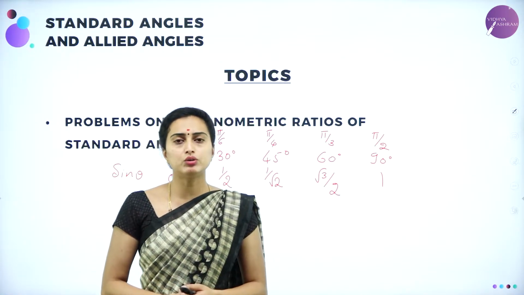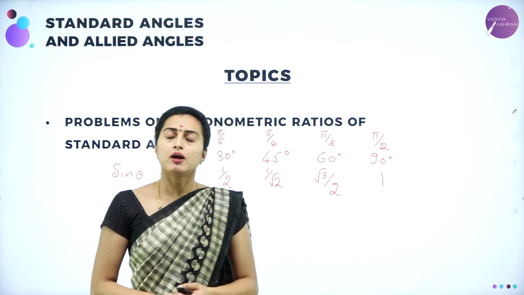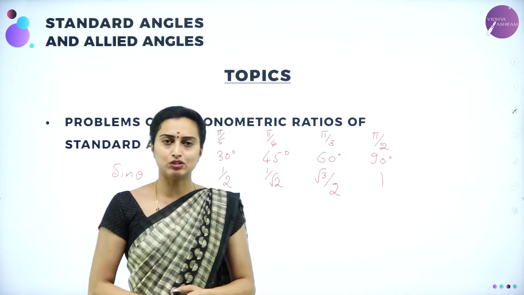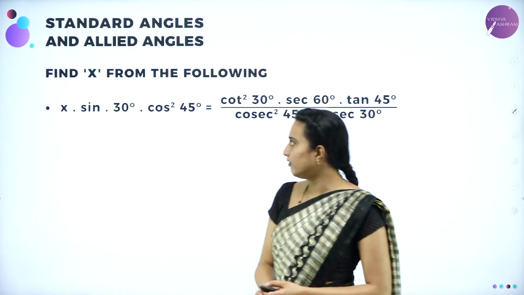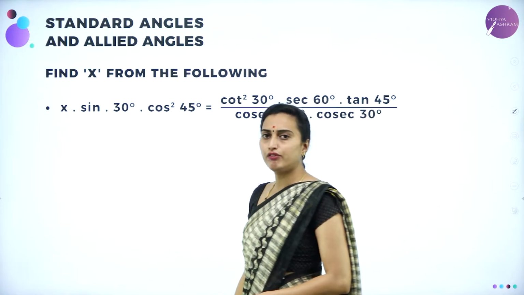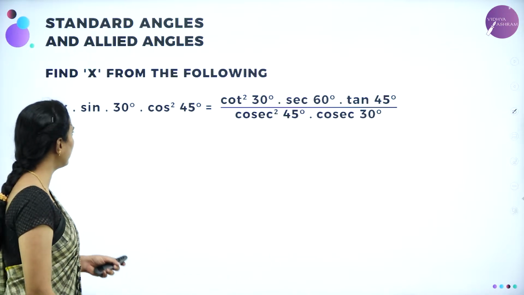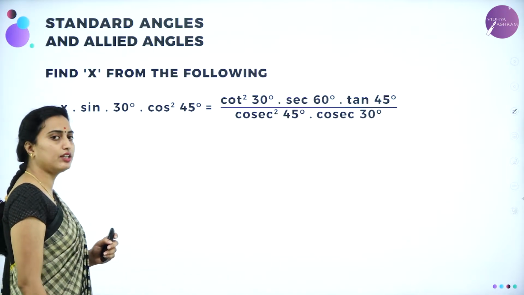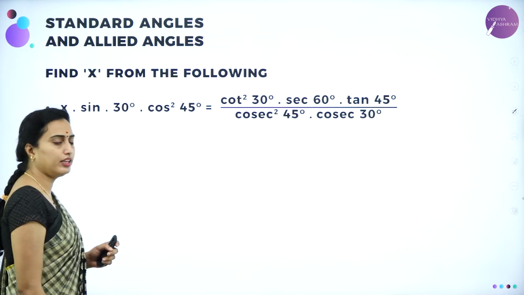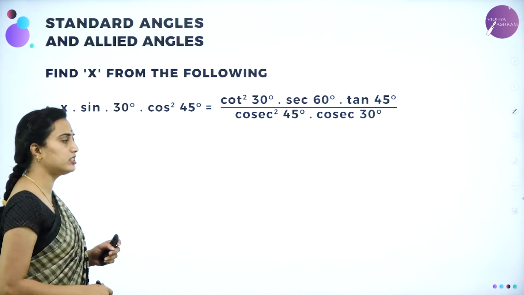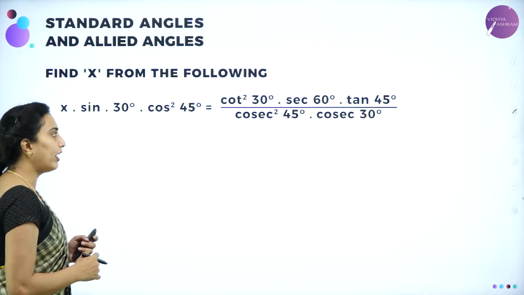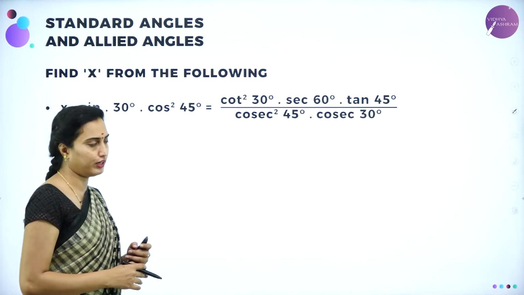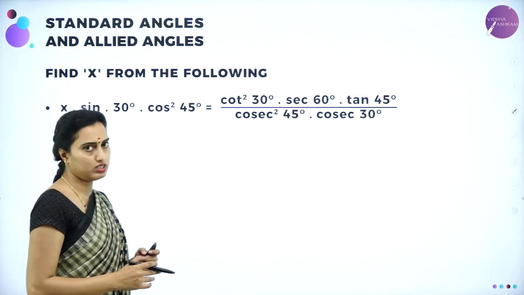Now we'll move on to solving problems based on these values of the trigonometric functions. So what have they asked in the problem, dears? They have asked: find x from the following. What they have given: x into sine 30 degree, cos squared 45 degree is equal to cot squared 30 degree, secant 60 degree, tan 45 degree divided by cosecant squared 45 degree into cosecant 30 degree.